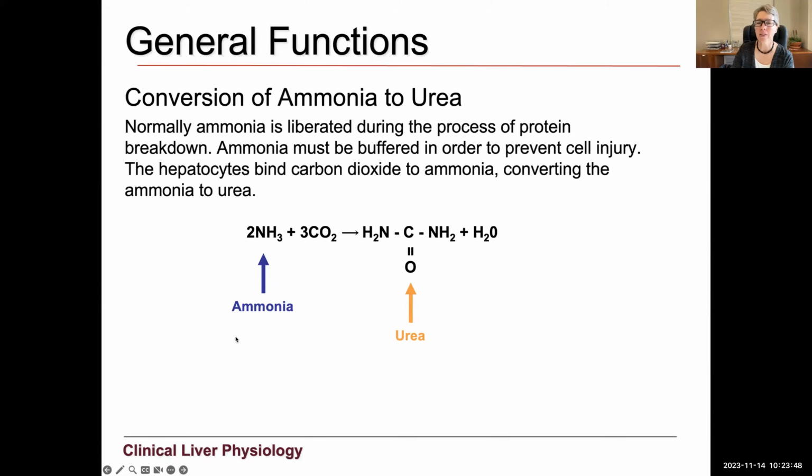You don't need to memorize the formula, but here's ammonia. What it buffers ammonia with is carbon dioxide, because there's plenty of it in the body. We're always producing carbon dioxide with metabolism. So we will take some ammonia, bind it to carbon dioxide, and we get this new molecule called urea, and then a little bit of leftover water. Urea is not toxic. Urea can be excreted by the kidneys. So urea is the vehicle by which we get rid of any excess ammonia. And all of this process occurs in the liver.